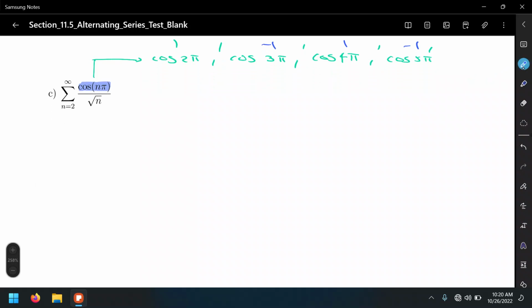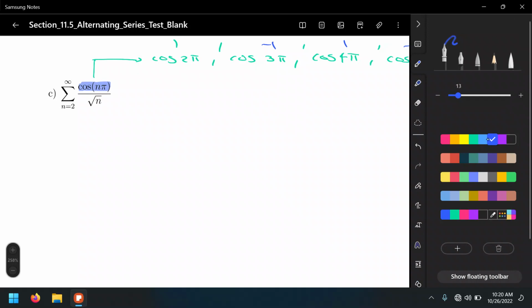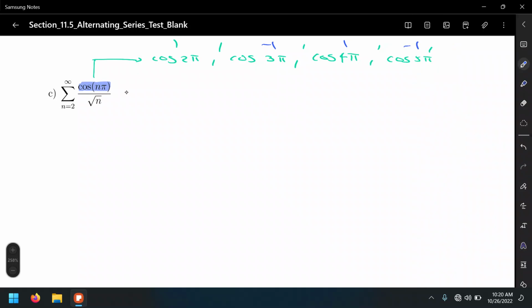And so we can express this series the following way: the sum from n equals 2 to infinity of negative 1 to some power times 1 over root n. Is negative 1 to the n going to be sufficient, or should we add 1 or subtract 1? Well, it starts at 2, so negative 1 to the second power is going to be a positive value. So that's going to be fine, negative 1 to the n.